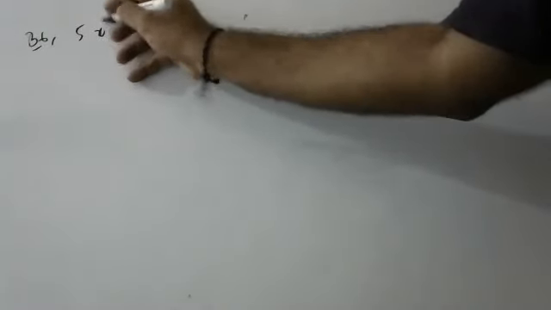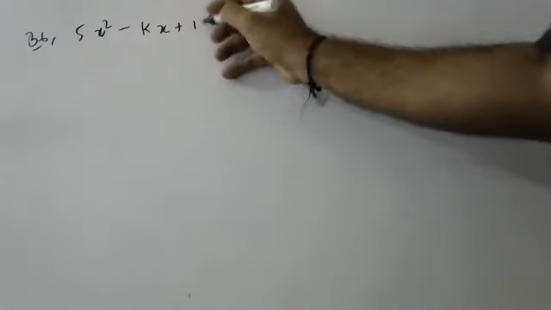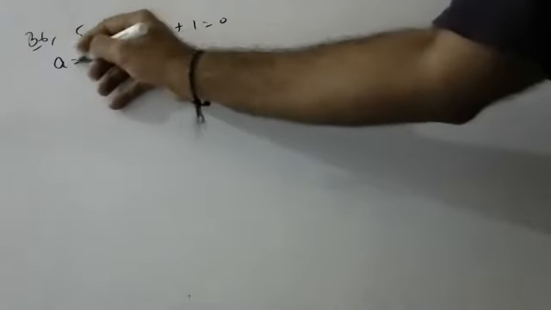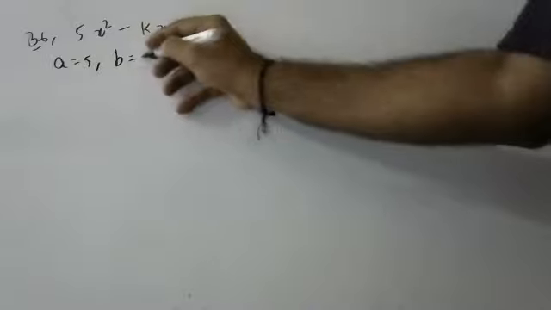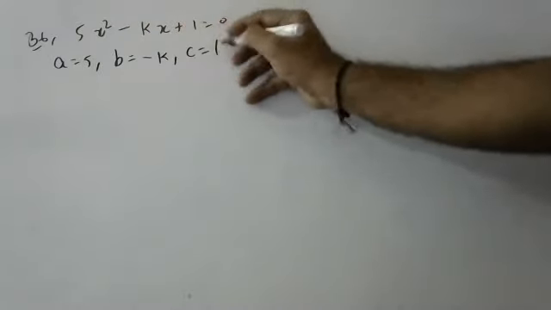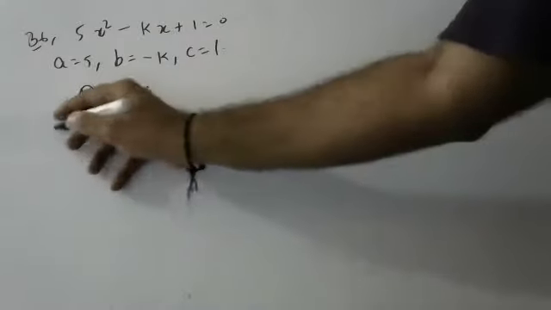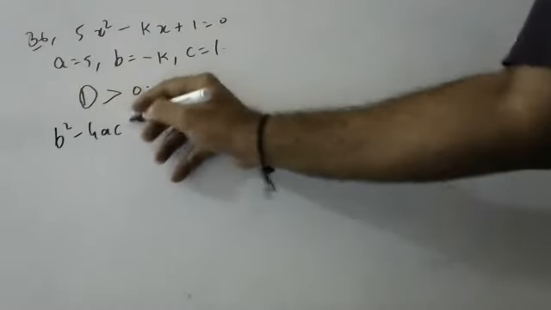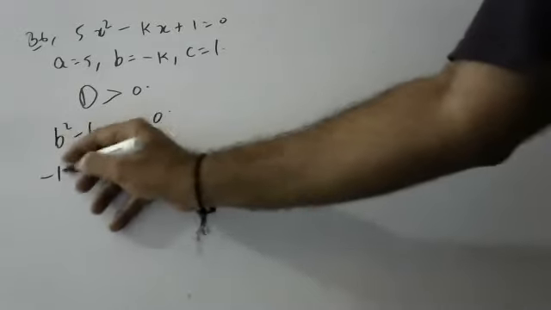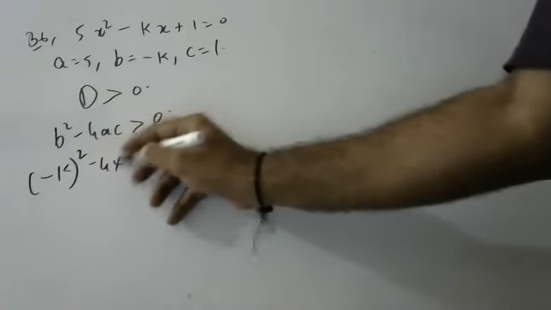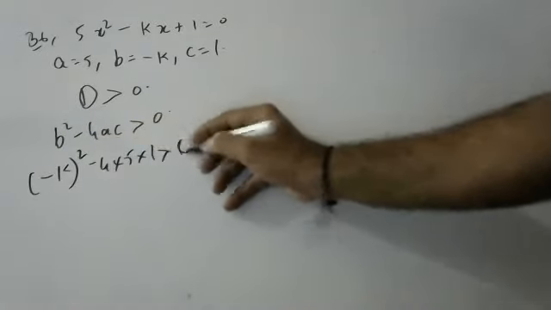36th sum, real and distinct roots: 5x square minus kx plus 1 is equal to 0. Tell me, A equals 5, B equals minus k, C equals 1. D should be greater than 0. B square minus 4AC, tell me. k square minus 20 greater than 0.